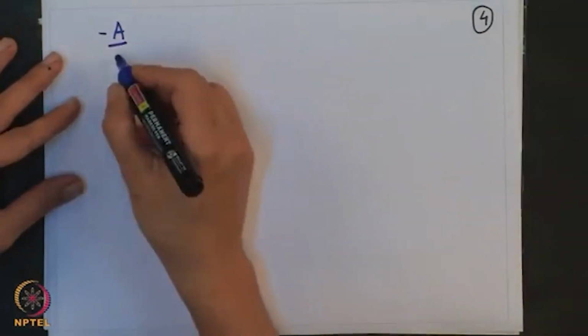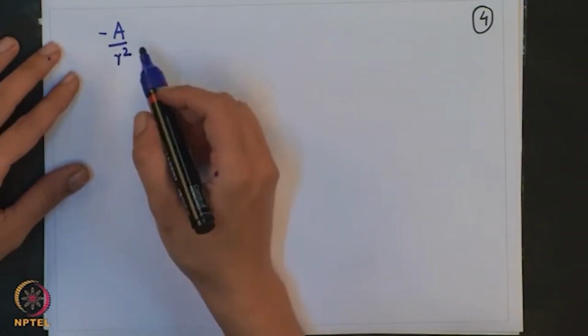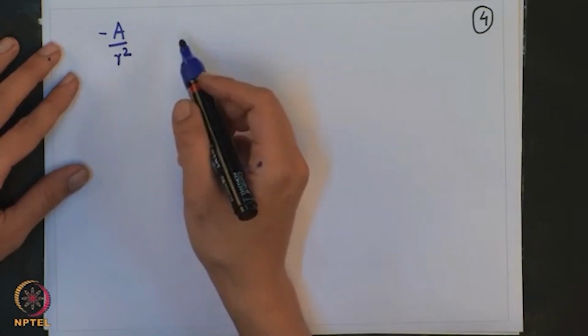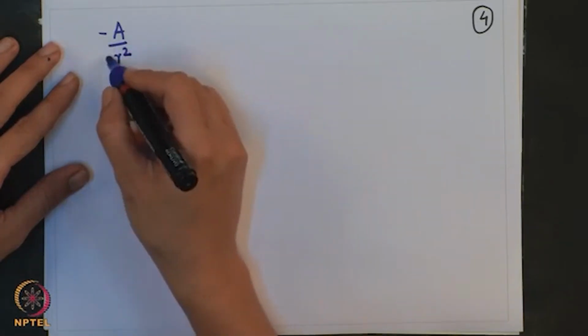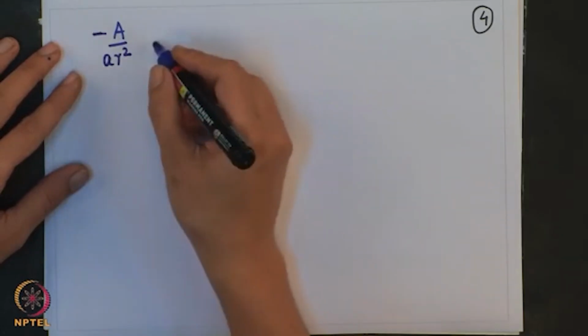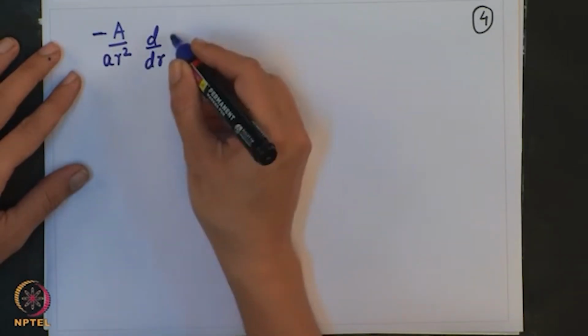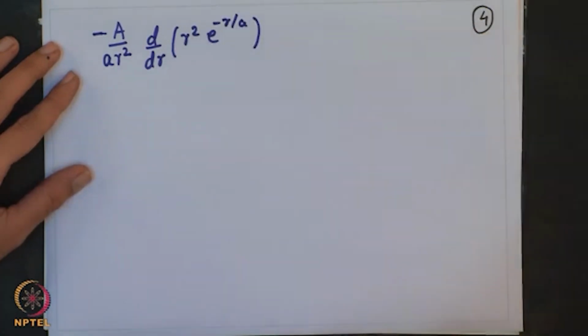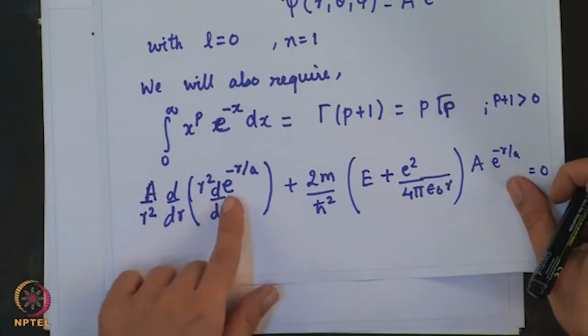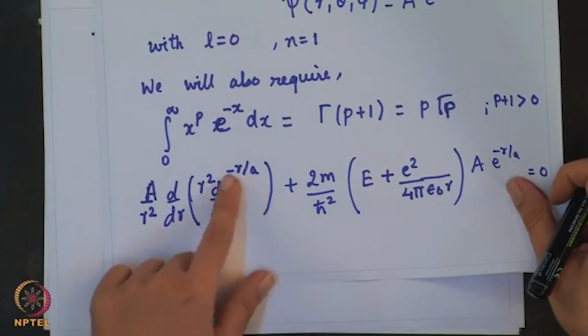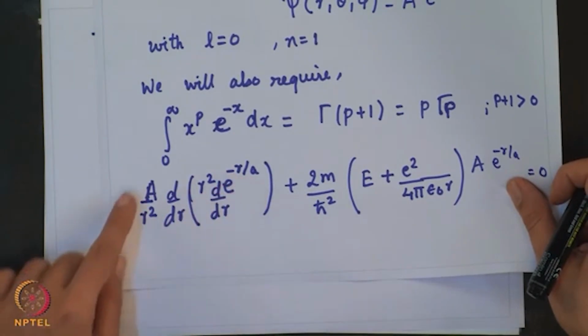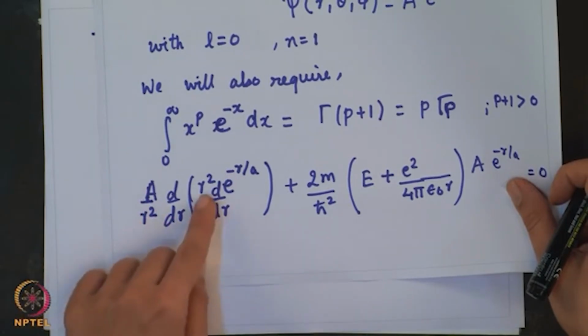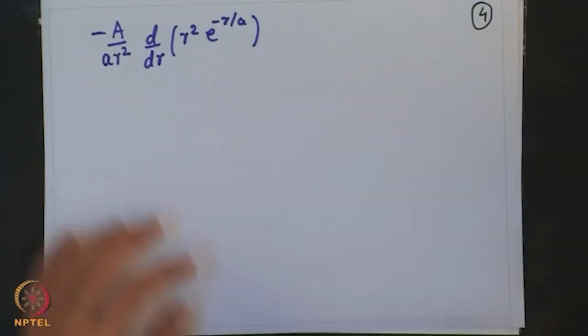So, let me write a upon r square, and the derivative of e raised to minus r by a. I will have a minus sign, then d by dr. For the first term I have r square e raised to minus r by a. So, again this is a by r square, and the derivative of e raised to minus r by a will give me minus 1 by a. So, I write here minus 1 by a, and I have the derivative with respect to r square and e raised to minus r by a.